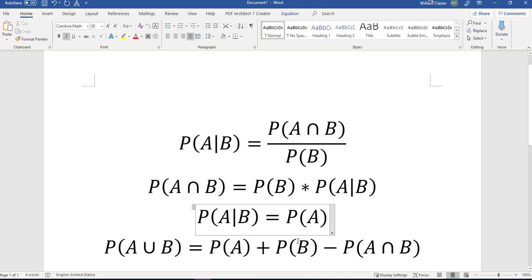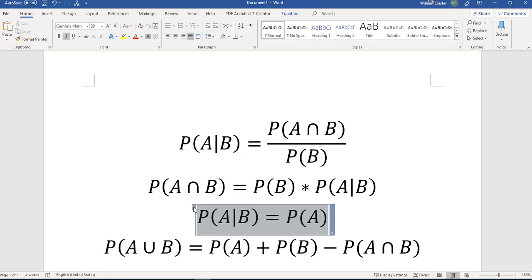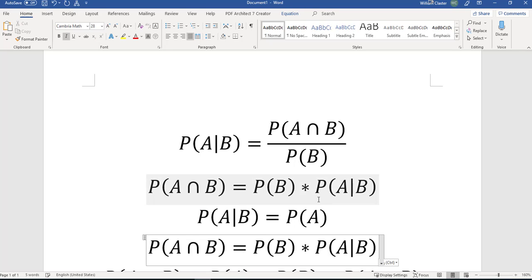Okay, now with that rule, we can get a new version of this one. But this new version is going to be true when this is true, because I'm going to use this in it. But that means this new version is only going to be true when the two events are independent, when A and B are independent. So I'm going to put a new rule here. I can replace this with this when they're independent, so I can take away this and put in this. Let me do that.